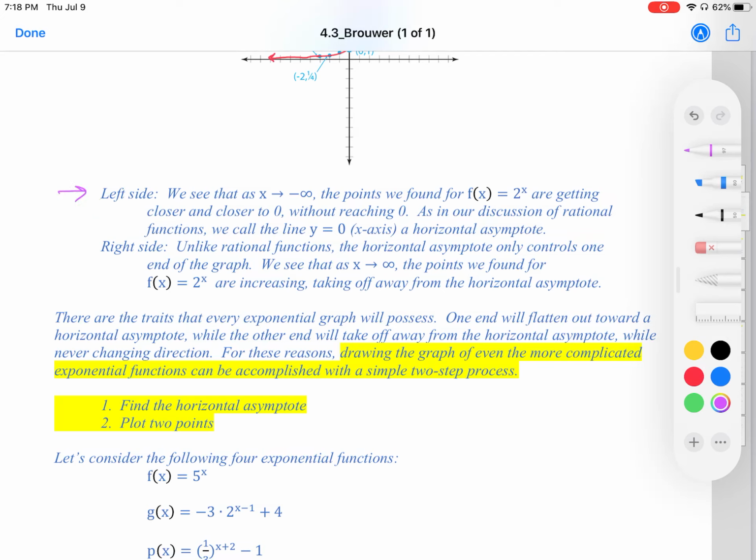So in summary, on the left side, as x approaches negative infinity, the points we found for f of x equals 2 to the x power are getting closer and closer to 0 without reaching 0. As in our discussion of rational functions, we call the line y equals 0, which is the x-axis, a horizontal asymptote. The right side: unlike rational functions, exponential functions only have a horizontal asymptote on one end of the graph. We see that as x approaches infinity, the points we found for f of x equals 2 to the x power are increasing, taking off away from the horizontal asymptote.